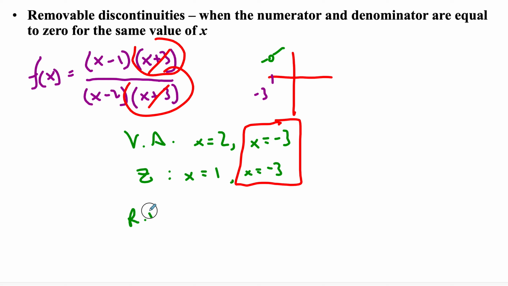And typically we use RD for this. Now, if something is a removable discontinuity, which x equals -3 is, then it cannot be a vertical asymptote and it cannot be a 0. So if you have this happen, just list it as removable discontinuity, not a vertical asymptote and not a 0, because they can't be both at the same time. In terms of the graph, it shows up as a hole.